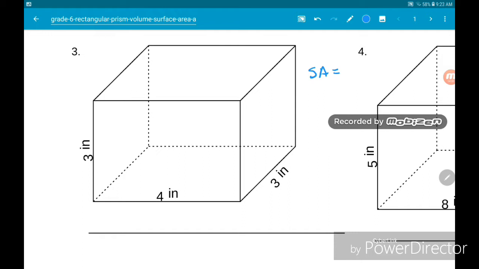This is the front and the back. This front is 3 times 4. That's the first surface area. You multiply that by 2 because there's a back one that looks just like it. So this is 12 inches squared, and the back is 12 inches squared. Now let's do the top and the bottom. The bottom is 4 by 3, so that's 12. The top is 4 by 3, which is 12. So those two are 24.